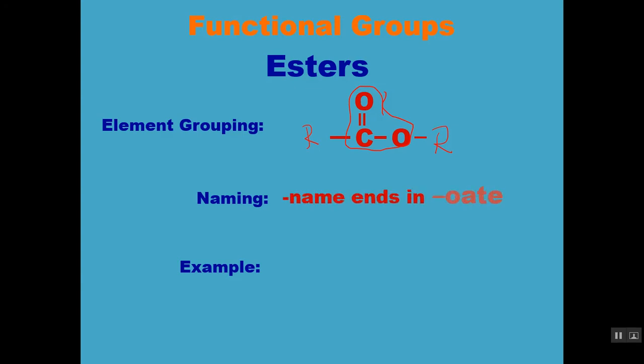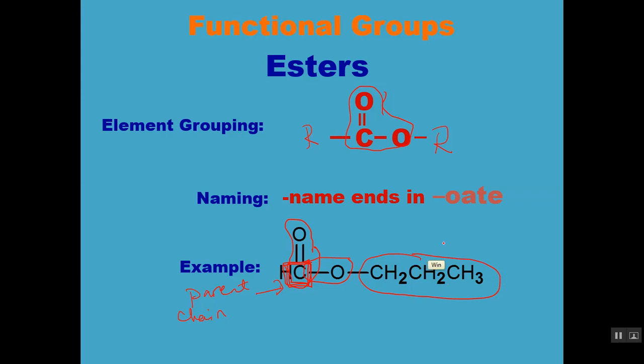In terms of naming, we call them "-oate." So we picture what we have, kind of like with ethers, we name each of those functional groups, and then we give the ending "-oate" on it. For example, let's say this was our ester. Now, in terms of understanding what we have, this is where our double bond O and our O is, which means this is our parent chain. So that right there is our parent chain, which means this is really just a functional group as well.